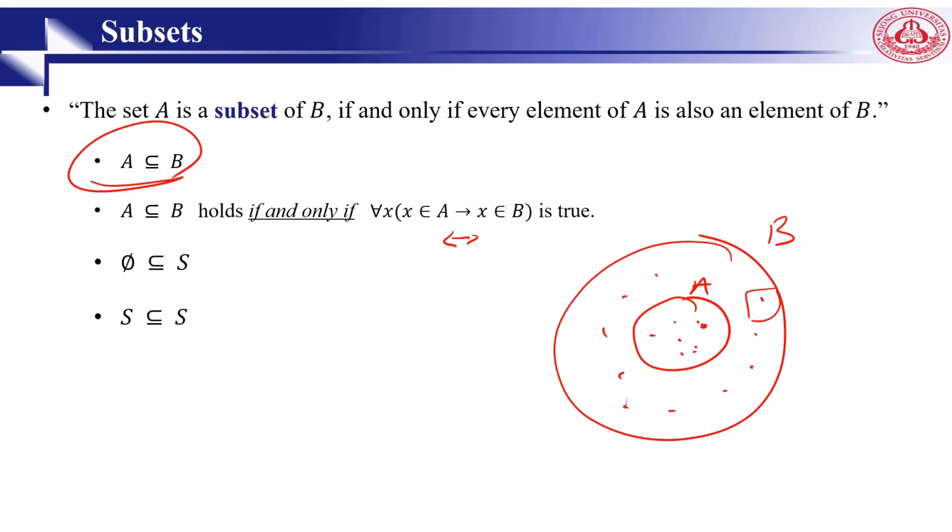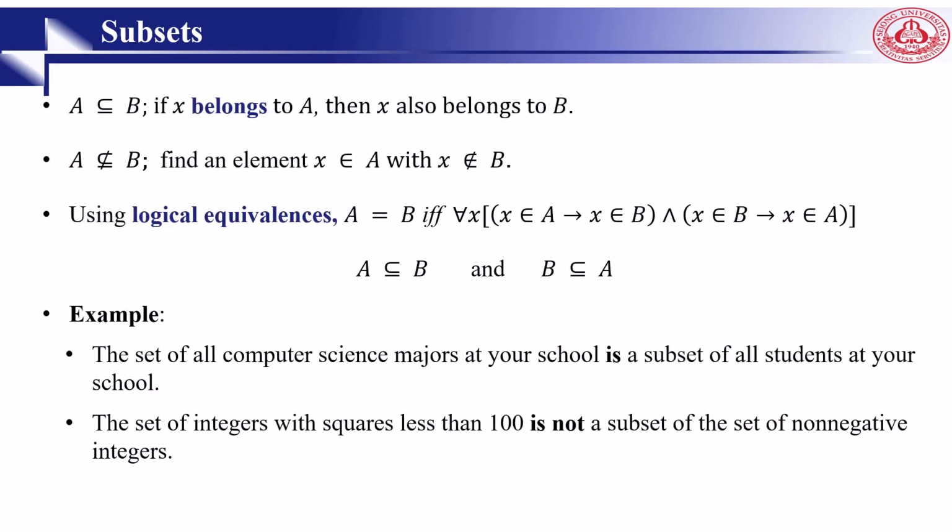Based on the definition, phi or the empty set is a subset of any set S, right? And also S is a subset of itself because every element is there also. We want to see how to show a set is or is not a subset of another one. To show that A is a subset of B, if x belongs to A, then x also belongs to B. And to show that it's not a subset, we use this symbol and we say that we find an element x in A, but it is not in B.